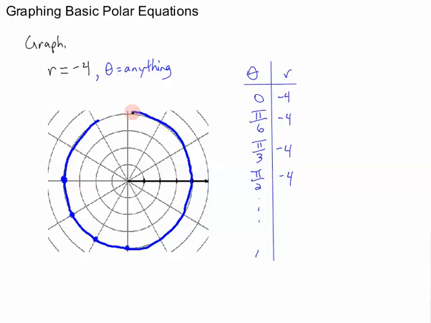If you were to plot every single point, this is what you would get. And so, this equation, r equals -4, the graph of it looks exactly like the equation if r is +4. So you might check that out.